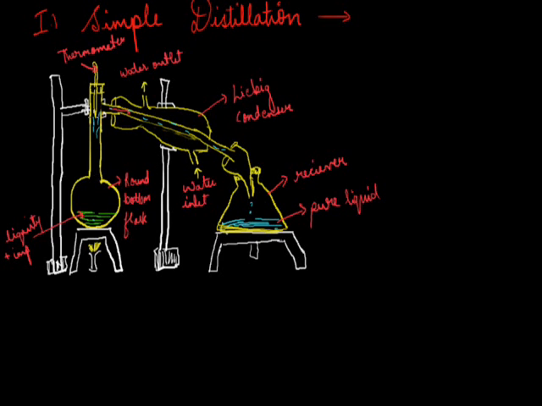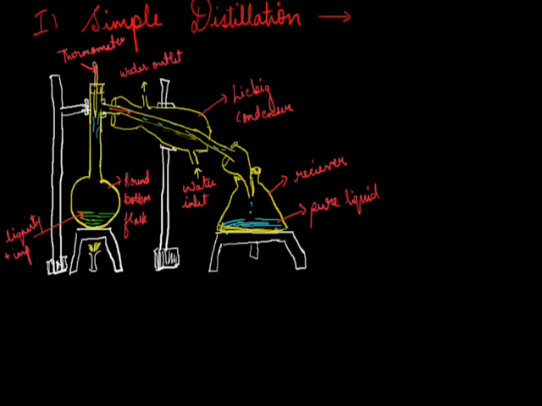So in this process we can see what is happening in the round bottom flask. Here the boiling of the liquid is taking place, and the volatile liquid converts into gas. It passes through this condenser where it loses its energy, and that is why from gas it condenses to liquid, and then it is collected in the receiver. Here we get the pure liquid. So this is the general diagrammatic representation of simple distillation.